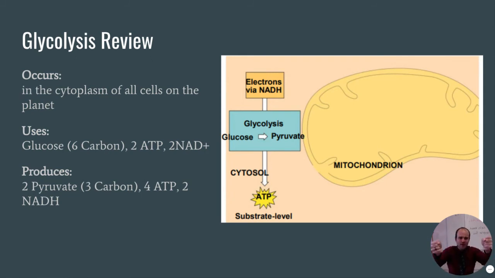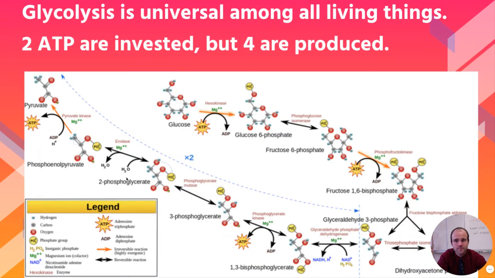So that means we're going to break apart sugar into 2 pieces. We're going to end up with 4 ATP for a net total of 2, since we spent 2 to get there, and 2 electron shuttles ready to go. So, as I said, 2 ATP are invested, but 4 are produced. So you're doubling how much you put in.